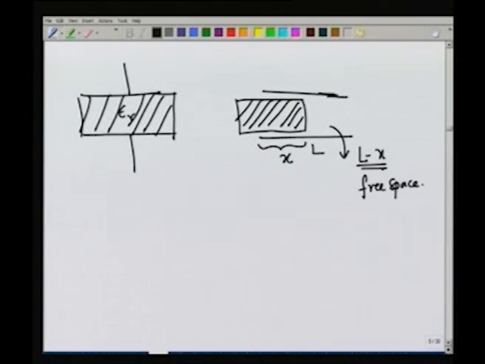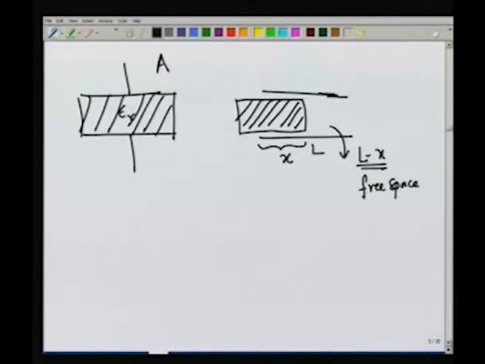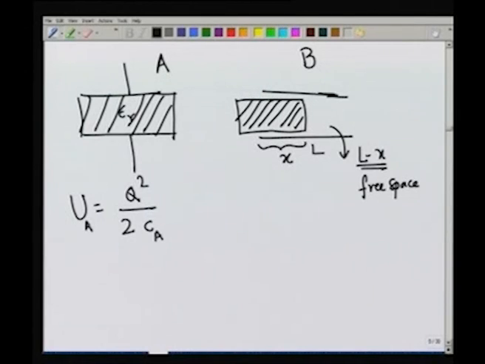Even a child will answer as to which of them has lower energy. The answer is very simple. The configuration A has lower energy than the configuration B. Why? Because the energy is simply given by q squared over 2c. So in the configuration A, UA is q squared over 2CA, and here UB is equal to q squared over 2CB, and we know that CA is greater than CB, therefore UA is less than UB. That is the statement.